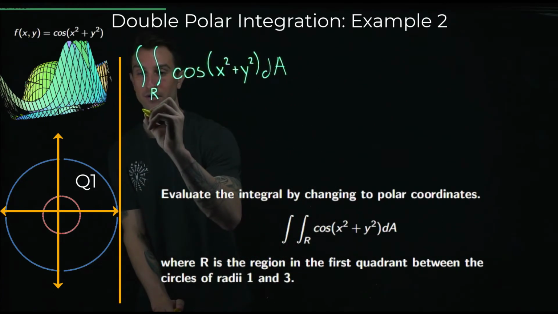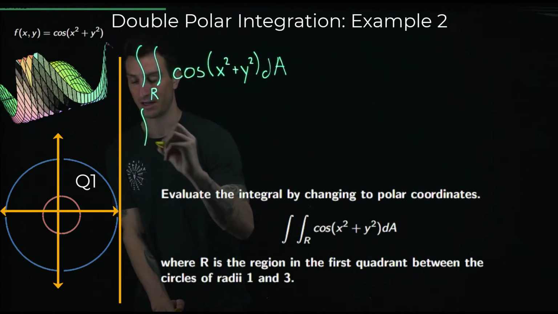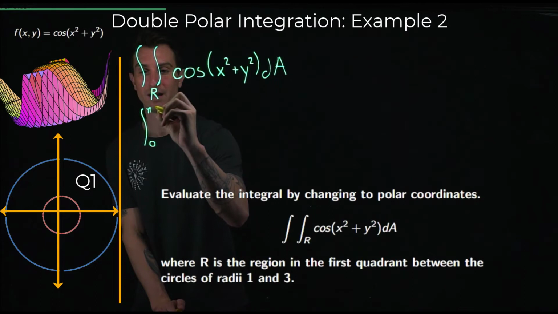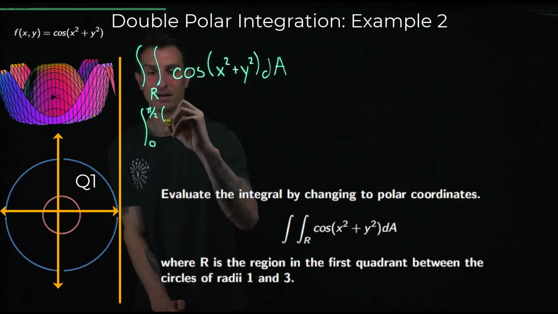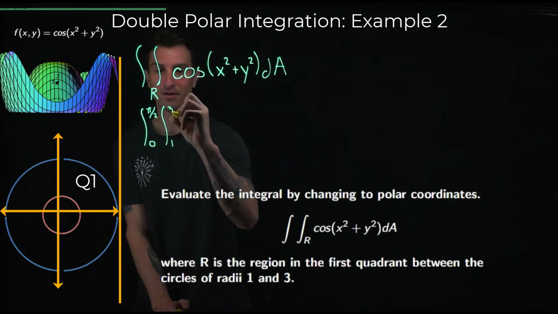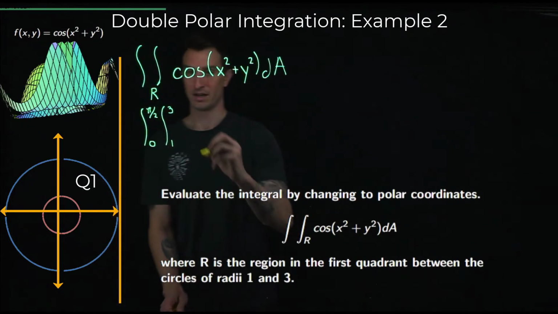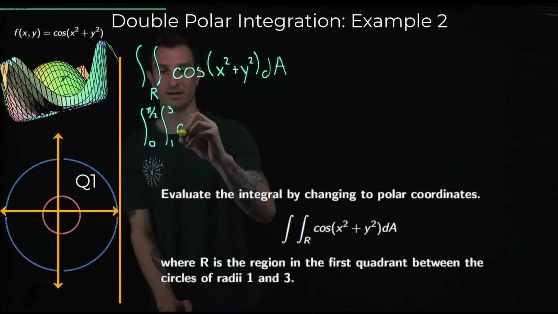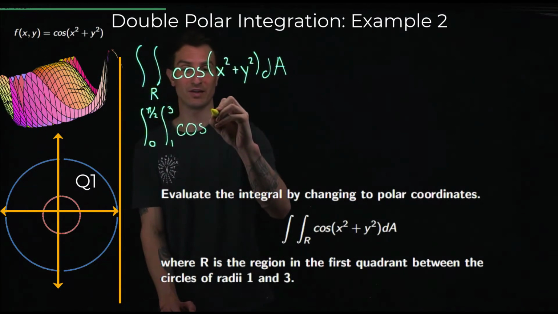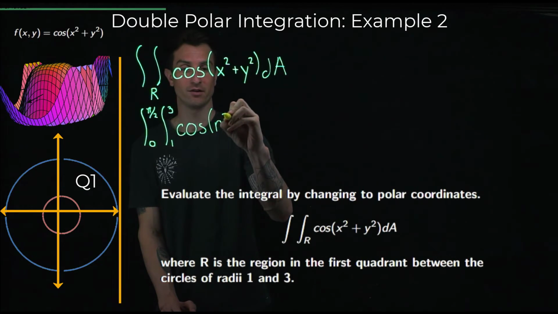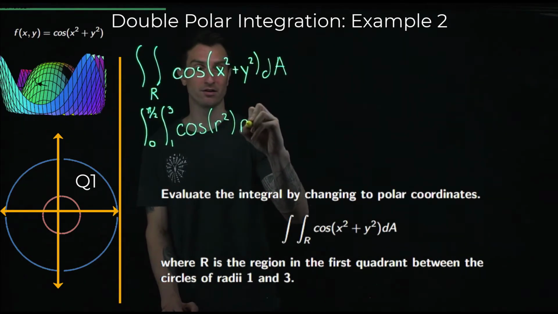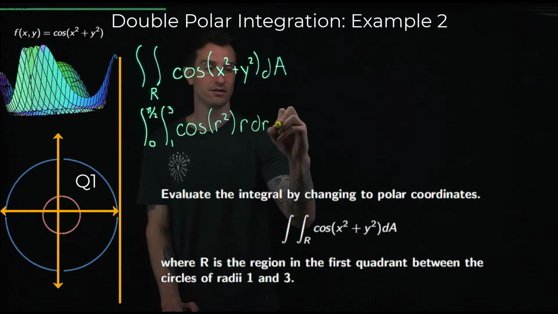So we have our double integral, and we're bounded between the first quadrant, so 0 to pi over 2, and we're going to be between two different radii here. We'll say 1 and 3. And now we have cosine of, well, x squared plus y squared. We know what that's equal to. That's r squared. And again, dA is equal to, don't forget the r dr d theta.